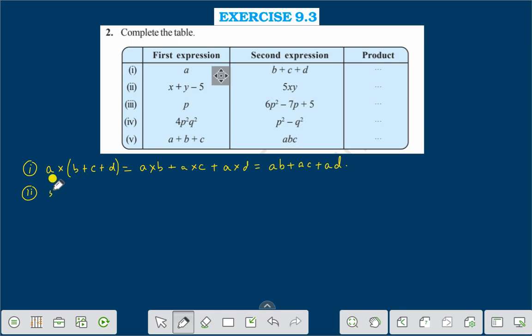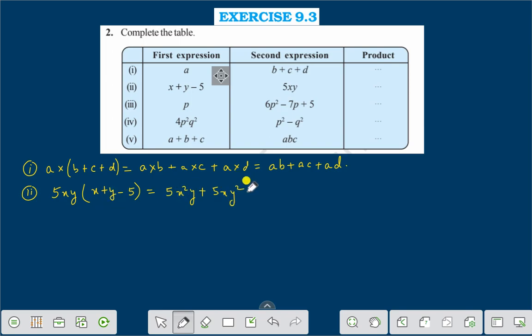Question number 2 is 5xy into (x plus y minus 5). That we are getting 5 into this one, that is 5 into x square y plus 5 xy square.